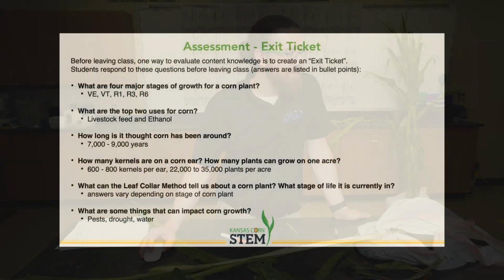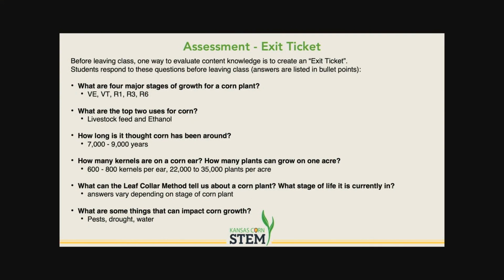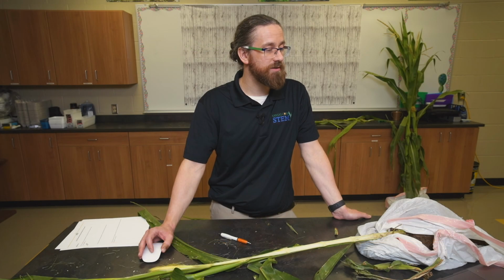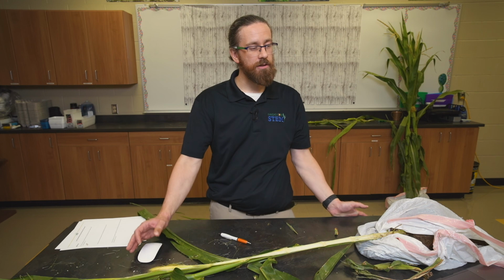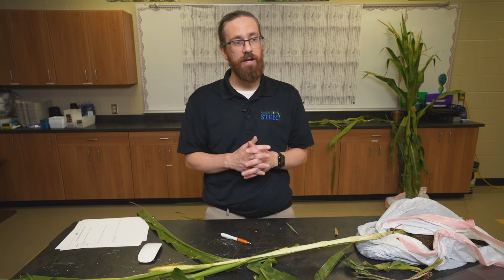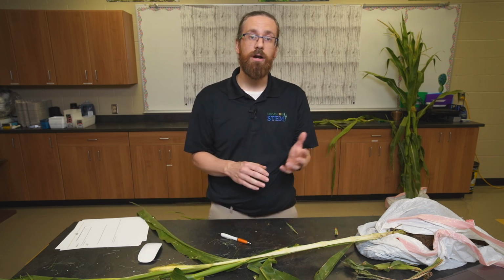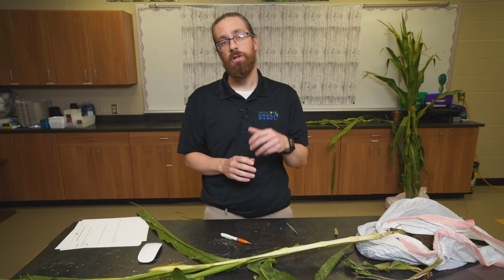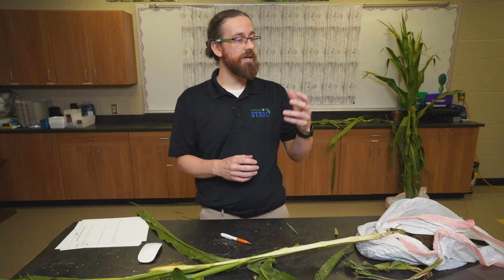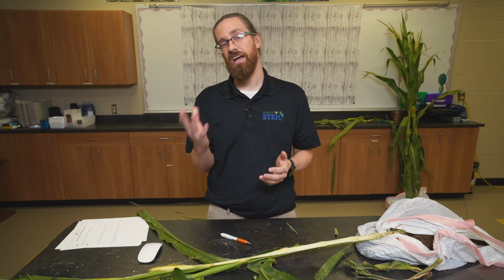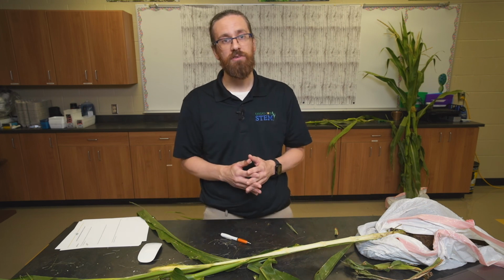And then, yeah, what are some things to look out for that can impact corn growth? Definitely pests, droughts, water. When we talk about water, we're talking about overwatering or flooding, right, with that. And just storms, too, especially out in the Midwest. So that kind of concludes our Explore Corn lab right here. Again, there's an introductory part, and then there's 3 lessons in which we look at the corn growth stages, we explore an ear of corn, and we dissect an actual corn plant as well.